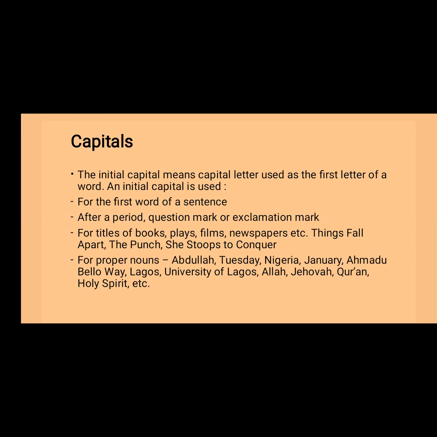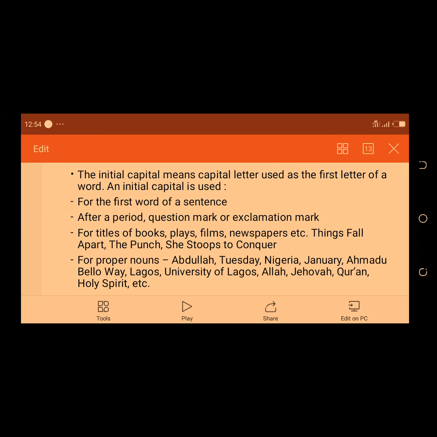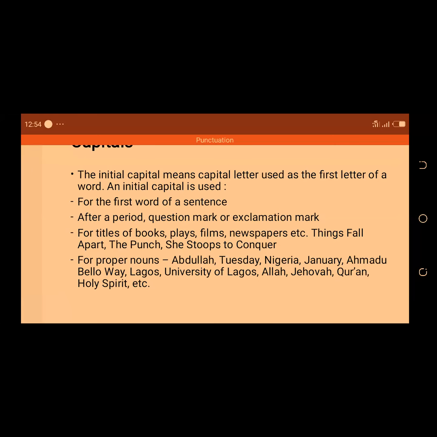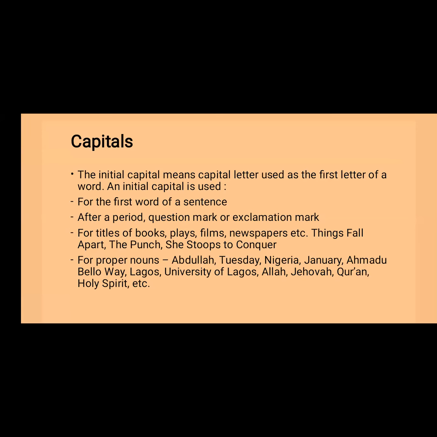Then the third usage of initial capital is for titles of books, plays, films, newspapers, and so on. Now you have this example. Things Fall Apart is the title of a book written by the late Professor Chinua Achebe. So if you would write the title of such a book, you must begin it with a capital letter. You write each word with a capital, except if it's a preposition. All right, look at the Punch, the Vanguard, the New Telegraph, and so on. The name of the newspaper.